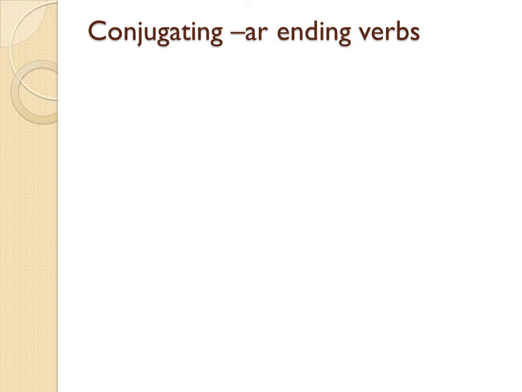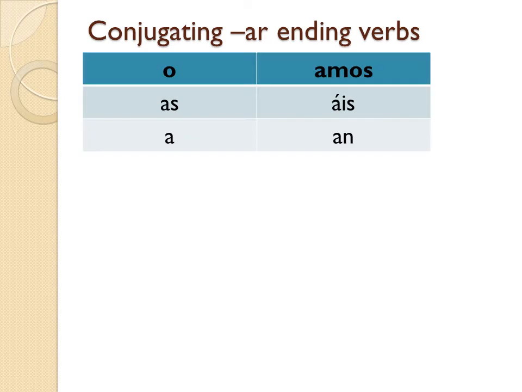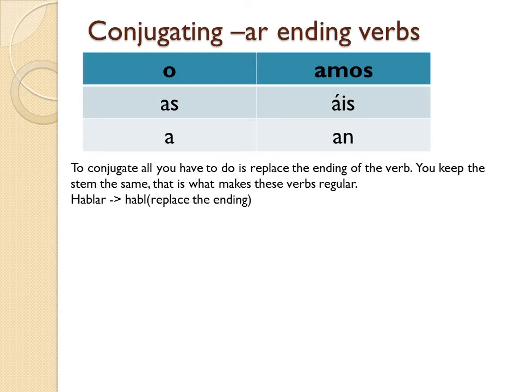Now let's put the two things together so we can actually conjugate these verbs. So there we have the endings again. To conjugate, all you have to do is replace the ending of the verb. You keep the stem the same. That's why we call these regular verbs. We'll do hablar. So remember, hablar, the stem is habla. And then all I am doing is replacing the ending depending on the pronoun that I'm using, my subject.